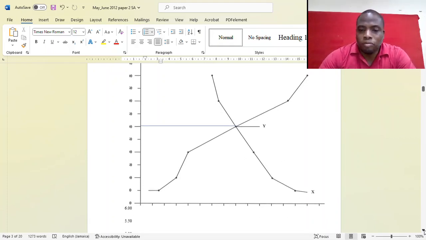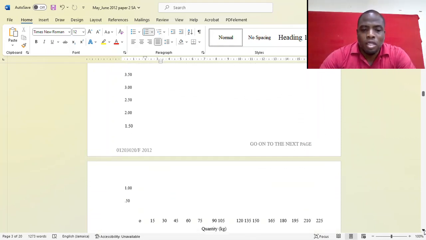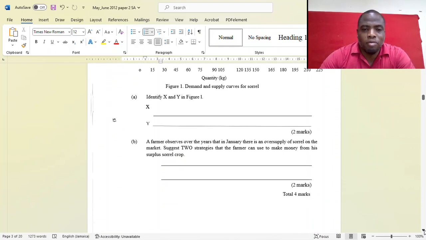So if we go down to deal with the questions, and that's the information that was basically brought forward incorrectly. Figure one, the demand and the supply curve. Identify X and Y. We said X would have been the demand curve, Y would have been the equilibrium point. A farmer observed over the years that in January there is an oversupply of sorrel on the market. Suggest two strategies that the farmer can use to make money from his surplus sorrel crop.